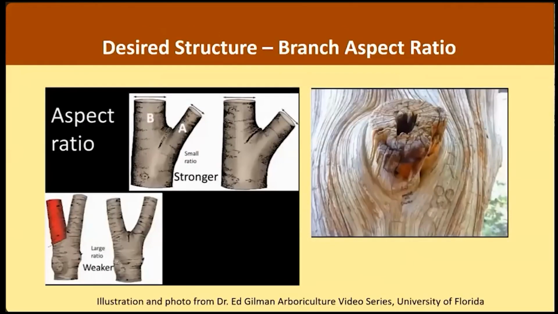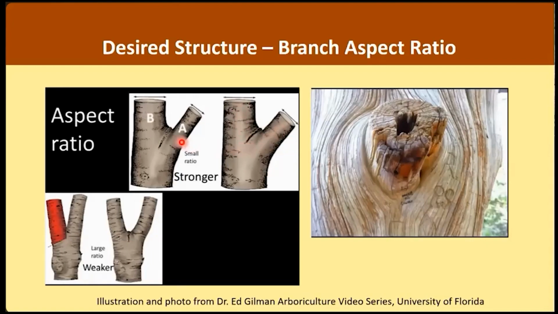The second criteria in a strong structure is aspect ratio. Aspect ratio is defined by the diameter of the branch divided by the diameter of the trunk. So if we look at the example in the middle, A is roughly half of B, and we get an aspect ratio of 1/2. And in the second example, the smaller trunk is roughly 2/3, I would think, of the other branch. So the aspect ratio is about 2/3.